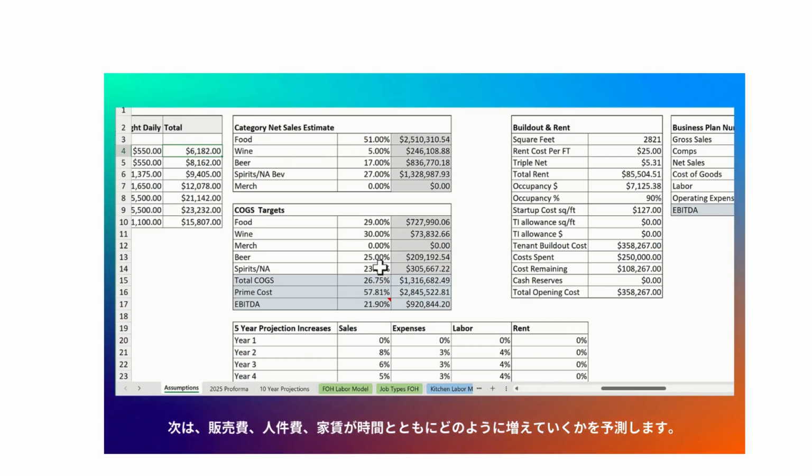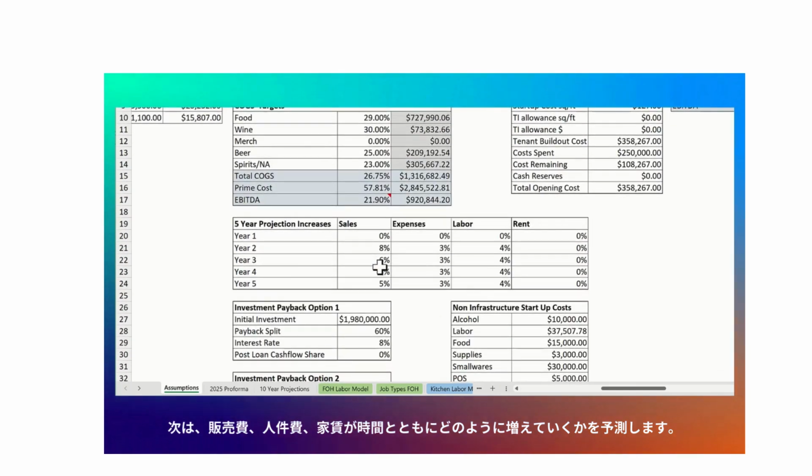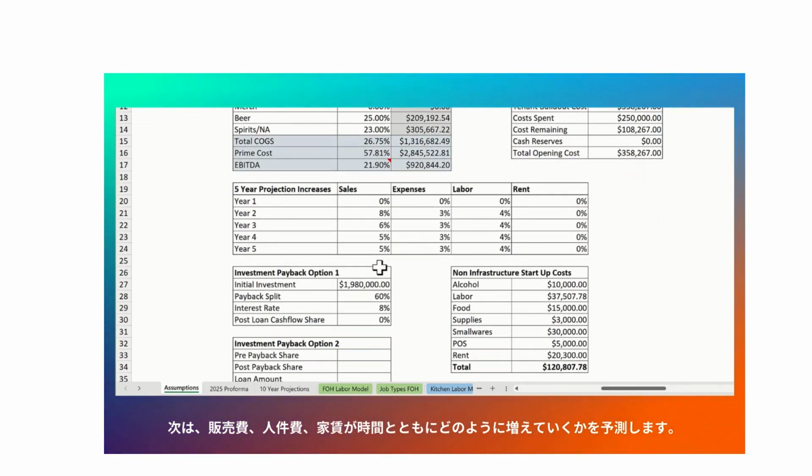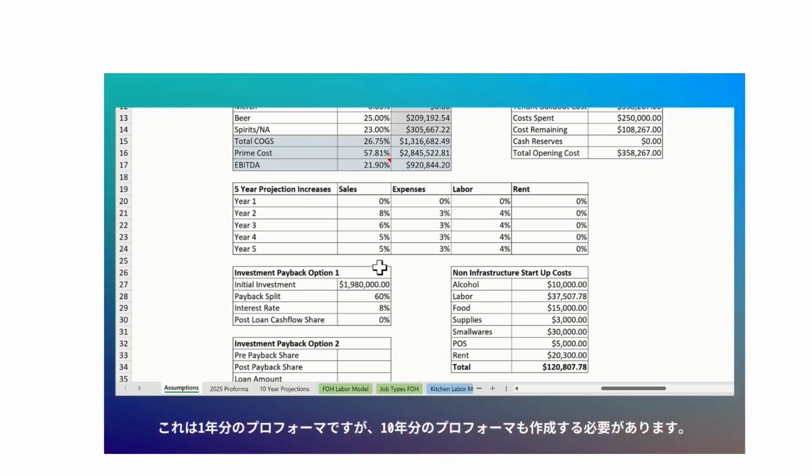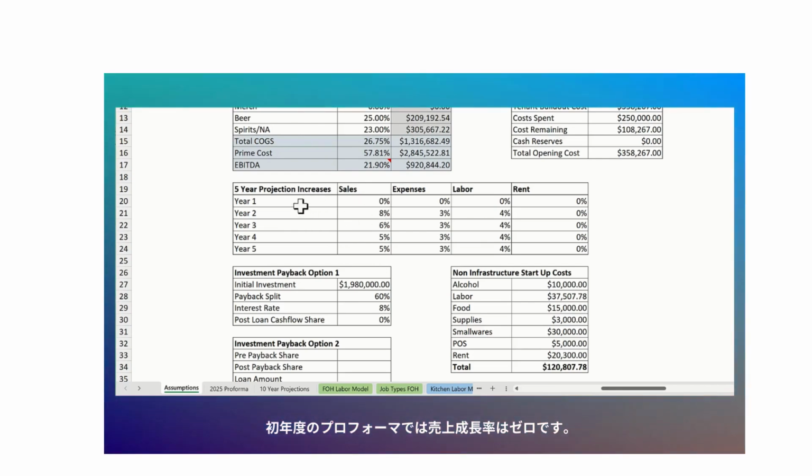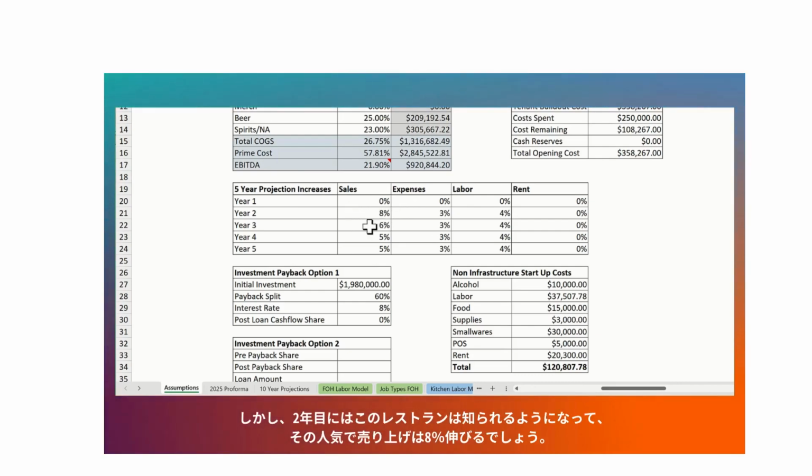All right. As we move down, the next thing we want to do is predict how our sales, our expenses, our labor, and our rent are going to increase over time. Not only are we producing a 1-year Proforma, but we're also going to be producing a 10-year Proforma. In this particular situation, obviously in year 1, our sales growth will be 0. In year 2, we're going to have about an 8% sales increase because people are becoming more aware of our business and sales will go up at a pretty good clip.